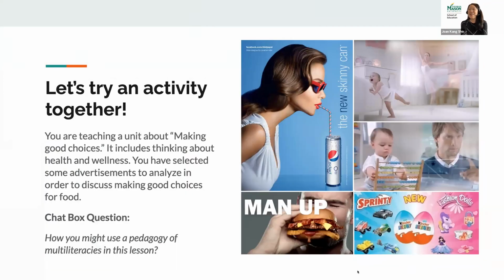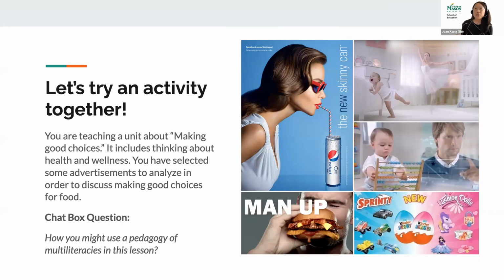Okay, so I thought we could think about another kind of activity. Imagine you are teaching a unit about making good choices, and it includes thinking about health and wellness, something that many of us think about on a daily basis. And you've selected some advertisements to analyze in order to discuss making good choices for food.